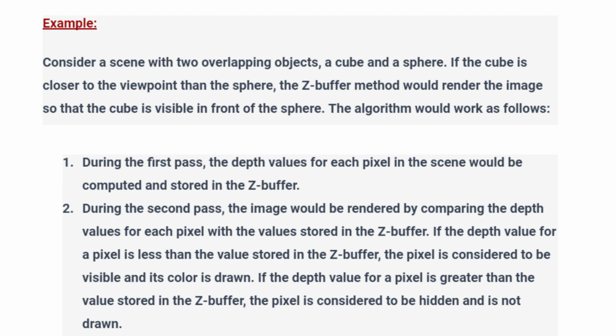During the first pass, the depth values for each pixel in the scene would be computed and stored in the Z-buffer. During the second pass, the image would be rendered by comparing the depth values for each pixel with the values stored in the Z-buffer. If the depth value for a pixel is less than the value stored in the Z-buffer, the pixel is considered to be visible and its color is drawn.